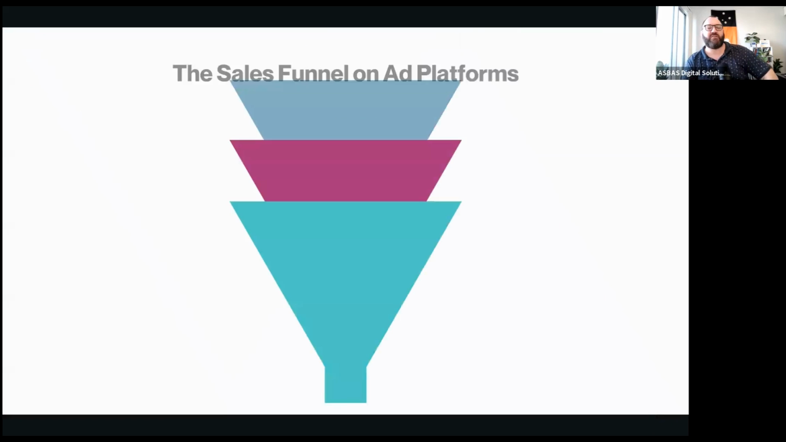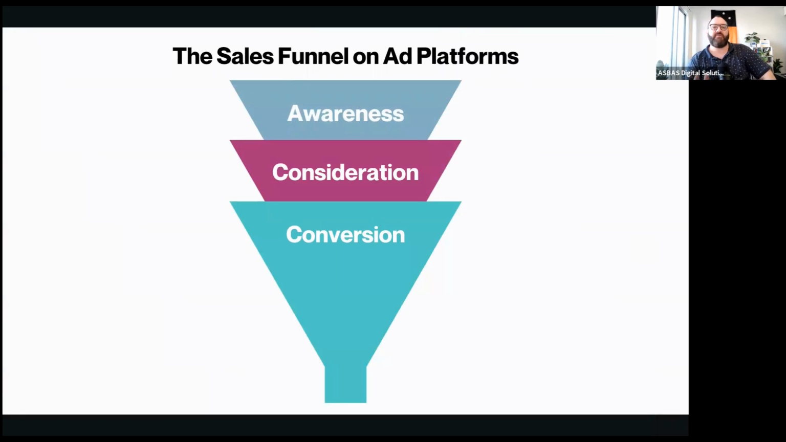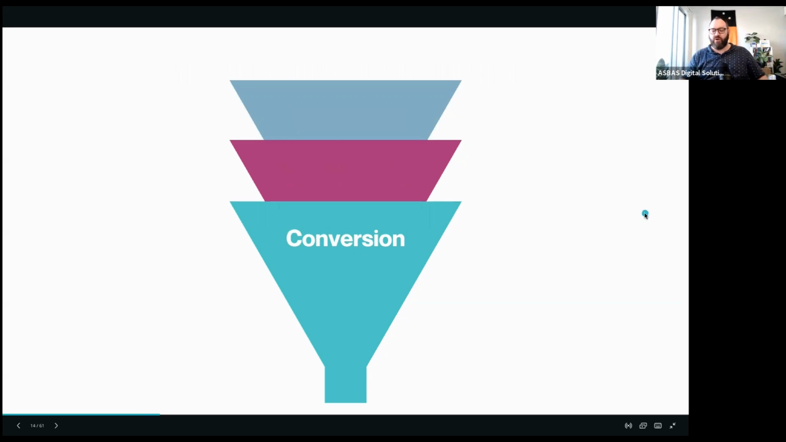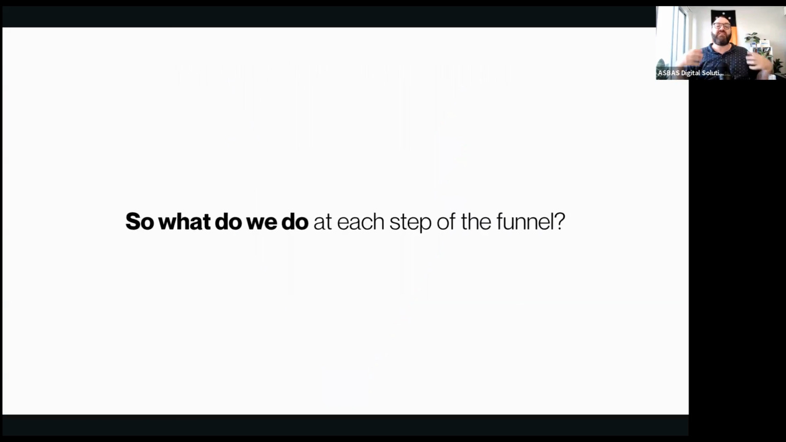Now, it's an easy way of breaking this down. Most sales funnels in ad platforms work on awareness, consideration, and conversion. Google works that way. Facebook works that way. LinkedIn works that way. Pretty sure most of the social platforms do, which then allows you to compress that into three main areas. And these three main areas and what you'll do with them are really important. What do you do at each step of those sales funnels?